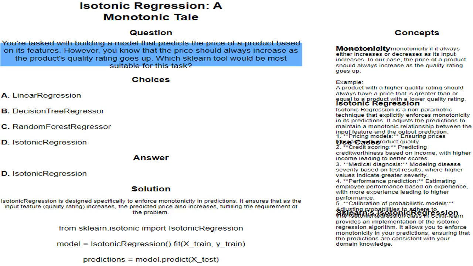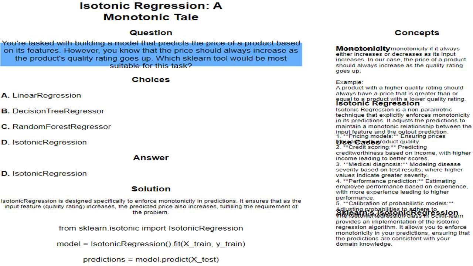You are tasked with building a model that predicts the price of a product based on its features. However, you know that the price should always increase as the product's quality rating goes up. Which sklearn tool would be most suitable for this task? A. Linear regression. B. Decision tree regressor. C. Random forest regressor. D. Isotonic regression.